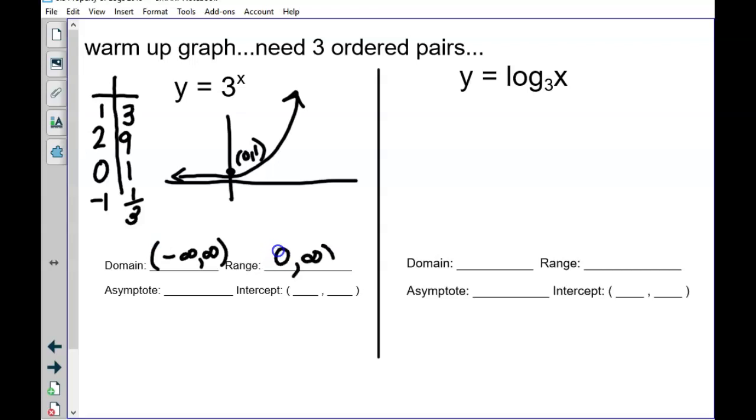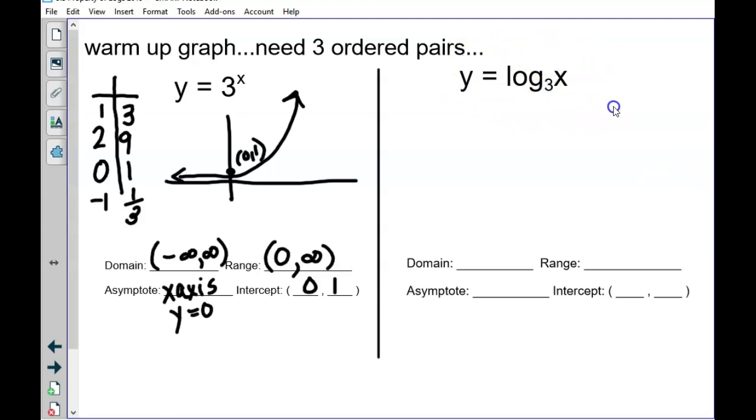Yes, it can't be negative. The asymptote is the x-axis or y equals 0. Either one is fine. And the only intercept was 0, 1. Now, what happens when I go to do the log? Rewrite this. Did you learn anything yesterday?